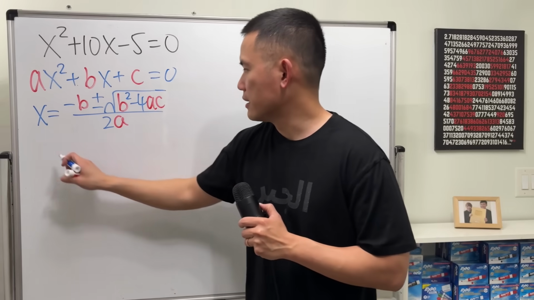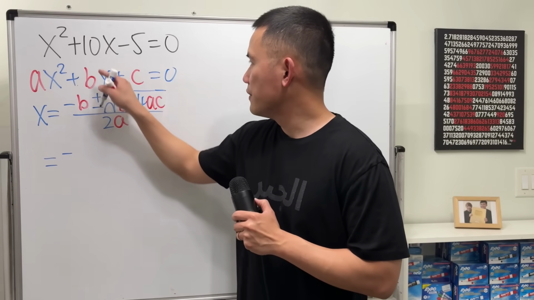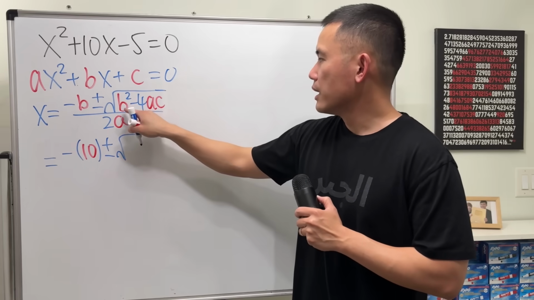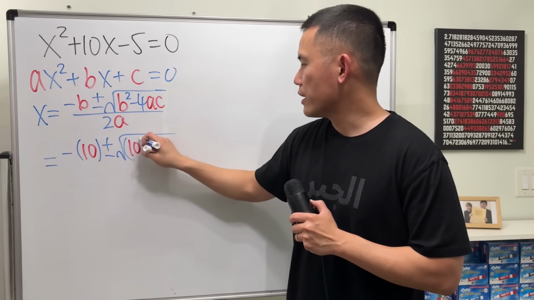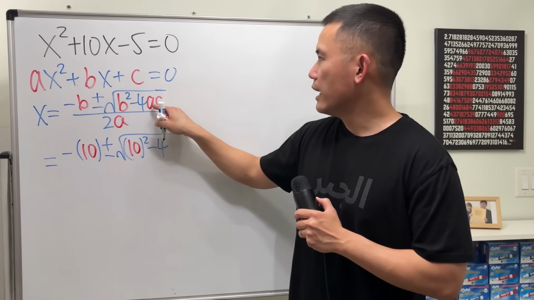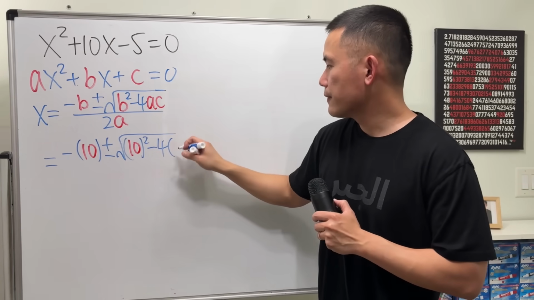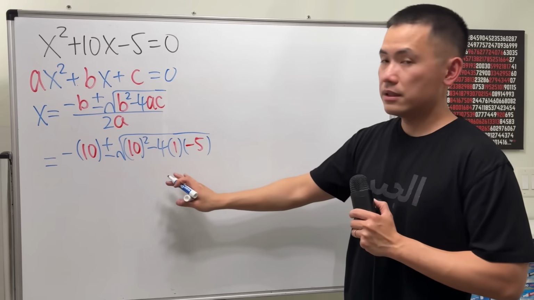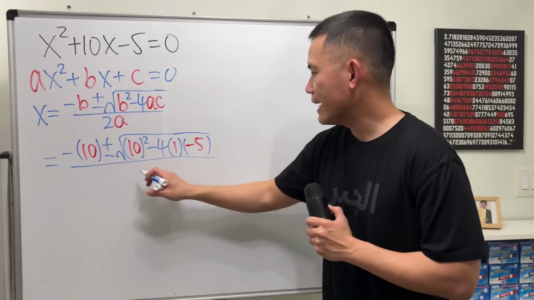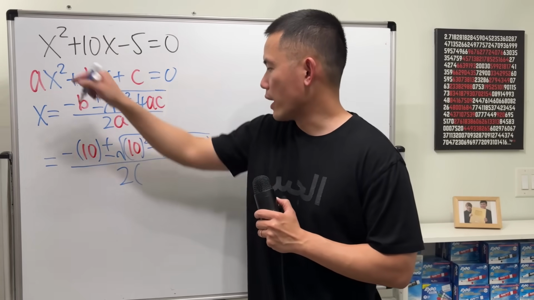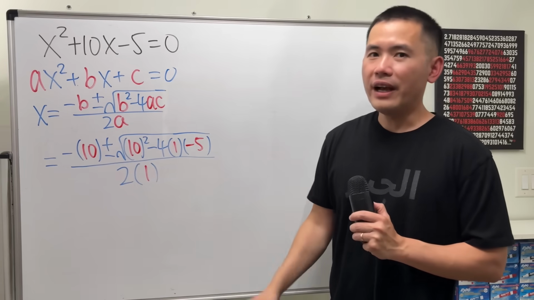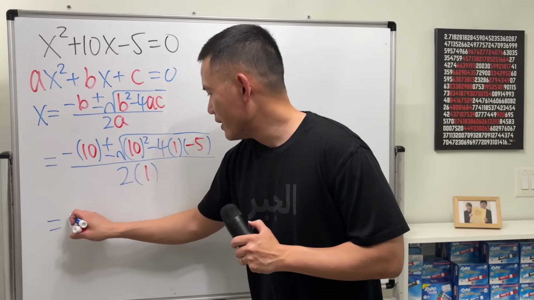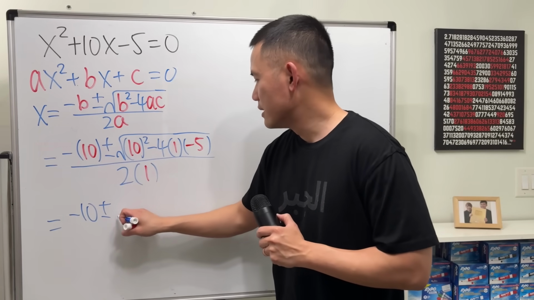Then we're going to just plug in. So we get negative 10 plus or minus square root of 10 squared minus 4 times a and c, which are 1 and negative 5. All of these are in the square root, and all divided by 2 times a, which is 1. Whew, that's a pretty big expression. Okay, continue. Here we have negative 10 plus or minus square root.